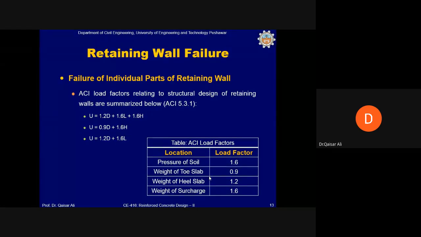However, if the weight of the toe slab is to be considered in the design, it is multiplied by 0.9 instead of 1.2, because in this case, the weight of the toe slab will reduce the pressure of the soil and also the bending moment, the ultimate bending moment on the toe. For this reason, it will not be amplified, rather it will be de-amplified.